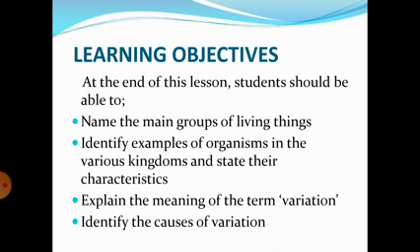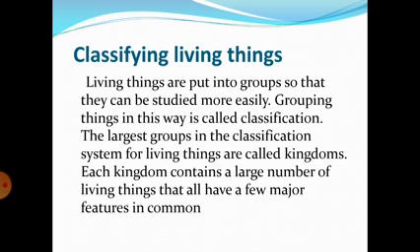We all know that living things are those organisms that have life in them and they are able to display some characteristics such as movement, respiration, nutrition, growth, excretion, adaptation, etc. Basically, living things are put into groups so that they can be studied more easily. Grouping things in this way is called classification.